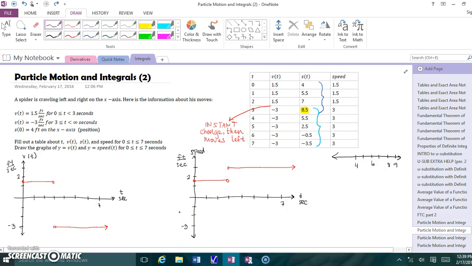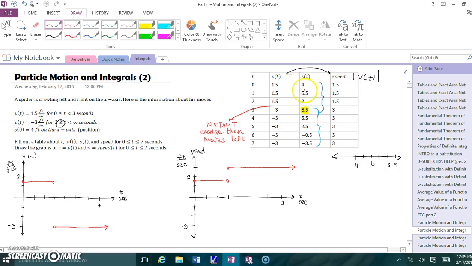Okay, here are the answers, so check your work. There's a couple things I want to clarify here. First of all, when you're filling this out, velocity isn't too bad to fill out. Notice at 3 seconds, this equal bar means he's going negative 3 feet per second right here, not 1.5 anymore. These are all negative. Also notice that speed and velocity are basically the same thing. It's just that speed is the absolute value of velocity, so it's the same numbers, but just positive.